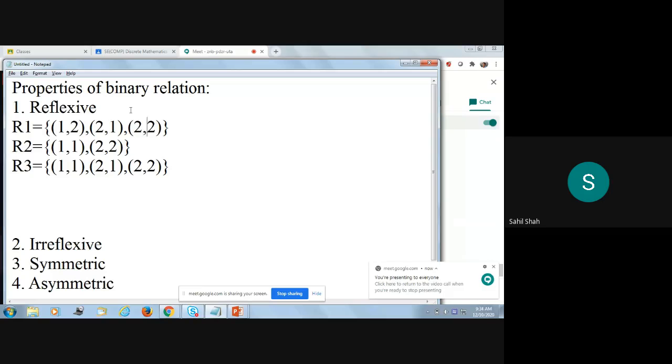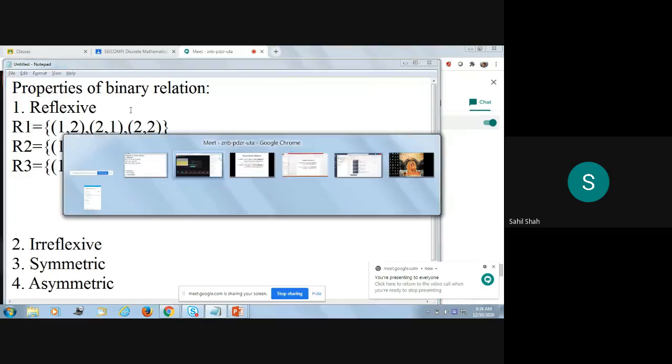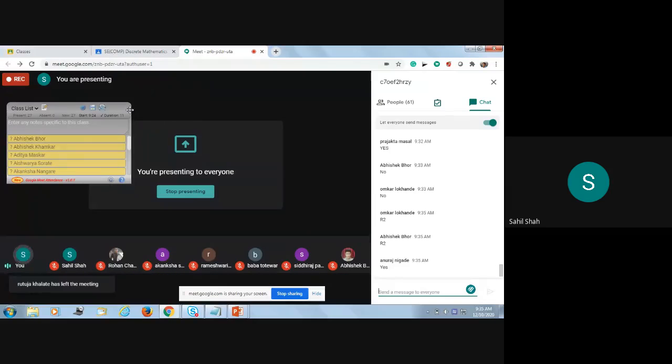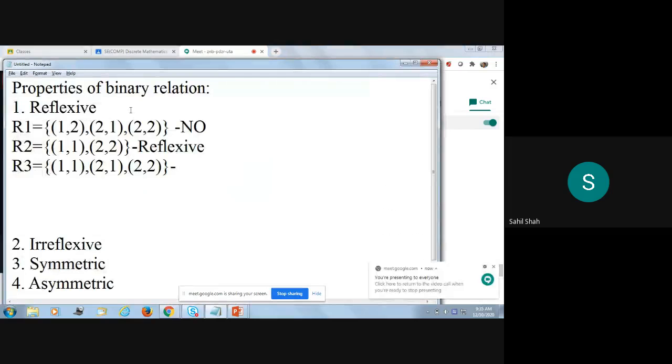Whether R1 is reflexive? No, it is not reflexive because I am not observing a pair 1 comma 1. Whether R2 is reflexive? Yes, it is reflexive, because I am observing pair 1 comma 1 and 2 comma 2. How about R3? Yeah, R3 is also reflexive. That is the reason why I have taken this example.